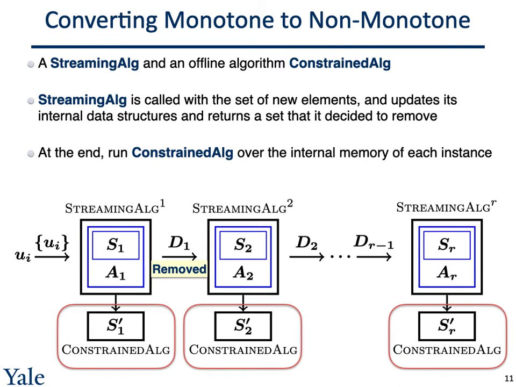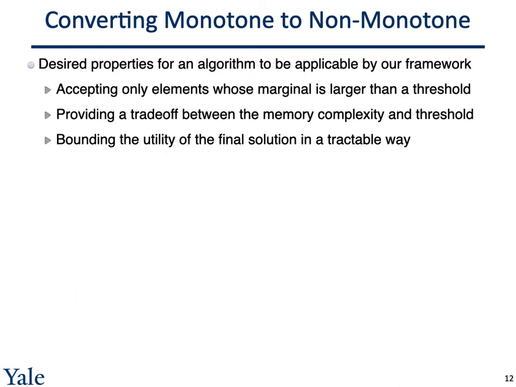There is a desired set of properties for an algorithm to be applicable by our framework to provide a solution with a guaranteed utility. Note that set A can be quite large and therefore cannot be stored by the algorithm if we want it to remain a streaming algorithm. To bypass this issue, the streaming algorithm should accept only elements whose marginal gain is larger than a threshold. In this sense, it provides a trade-off between the memory complexity and the threshold. Also, the algorithm should bound the utility of the final solution in a tractable way.